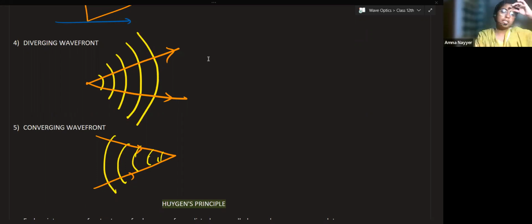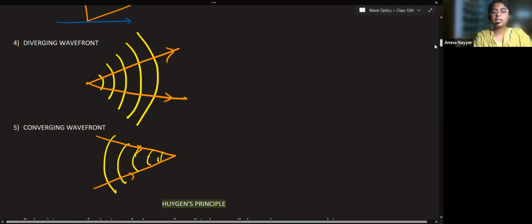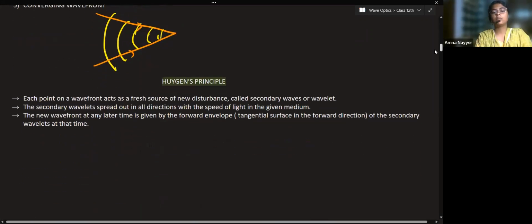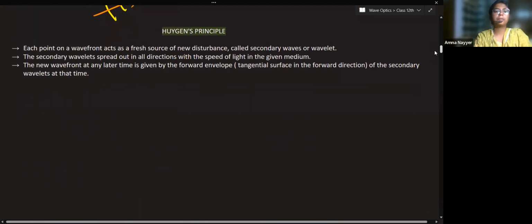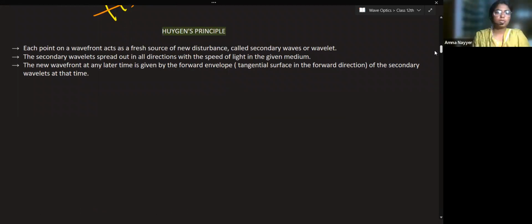Okay, now let's start with Huygens' principle. It basically tells you how a wavefront propagates through a medium, how the motion of a wavefront occurs. So Huygens' principle has basically three statements. Firstly, it says that each point on a wavefront acts as a fresh source of new disturbance called secondary waves or wavelets. Now, what does this mean?